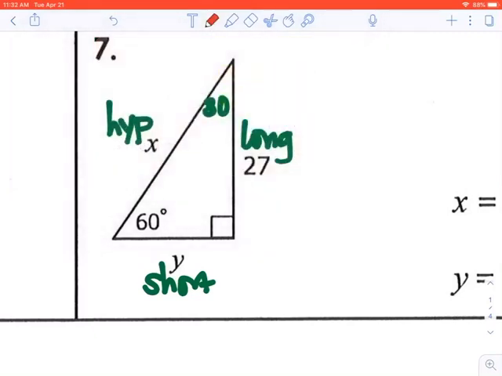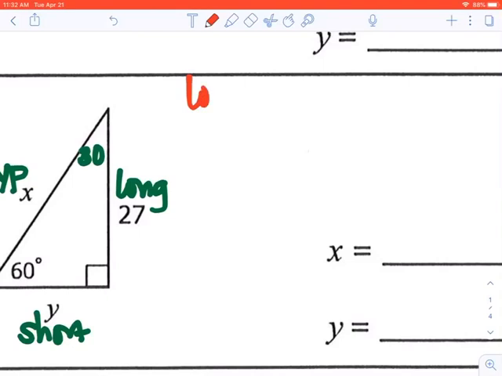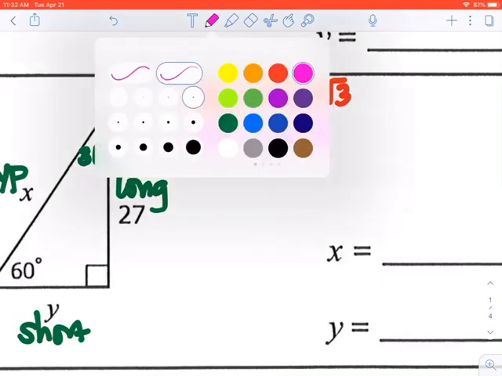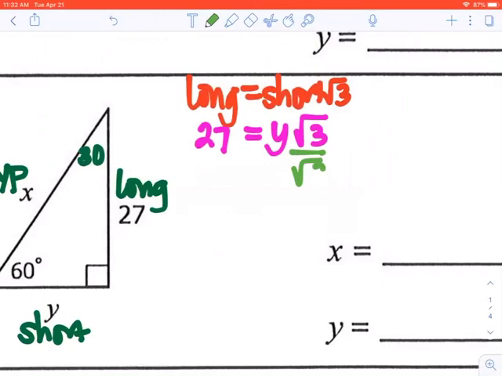Okay. All right. So again, we only know the information for the long leg. We know it's 27. So we have to start with that formula. We have to start with long leg equals short leg times the square root of 3. Okay? Because that's what we know. So we know the long leg is 27. The short leg we can call y times the square root of 3. And we can solve for y here. We can divide by square root of 3.